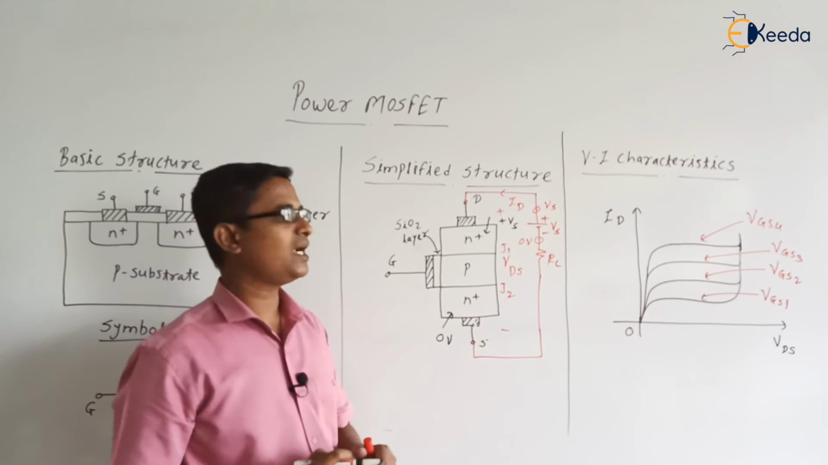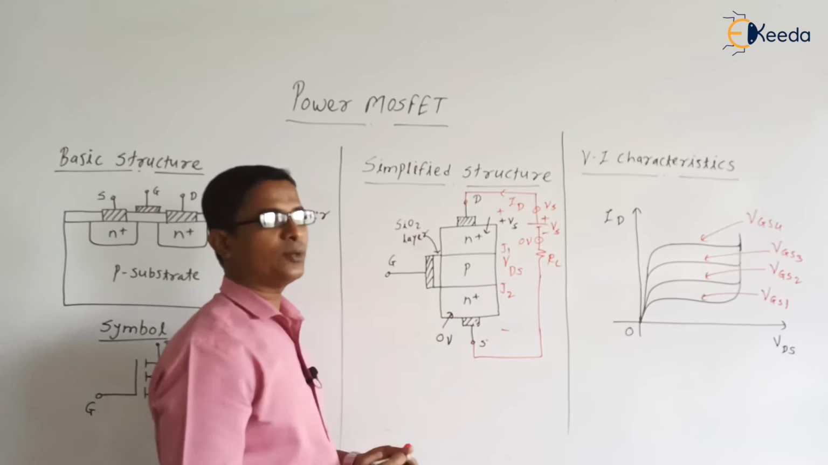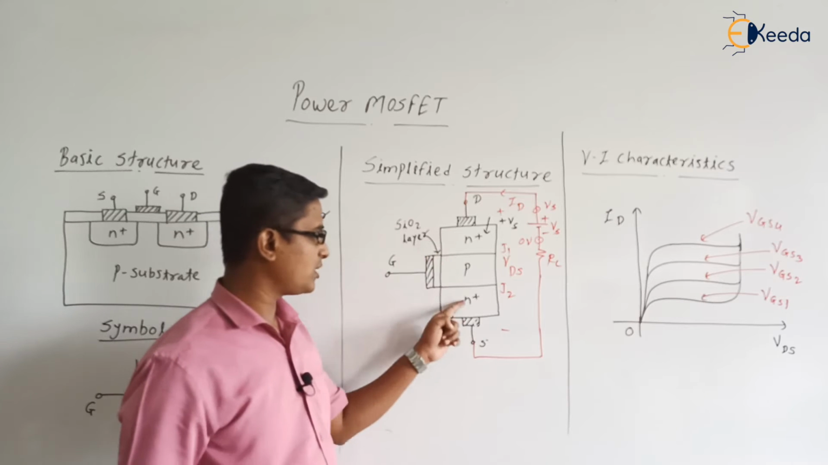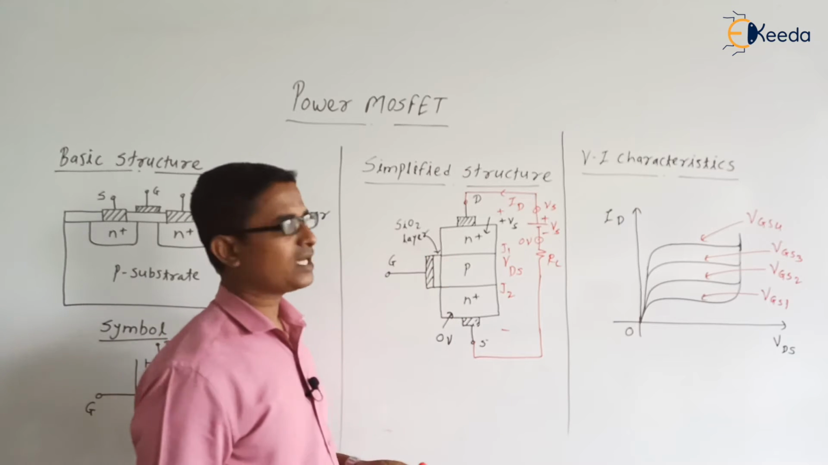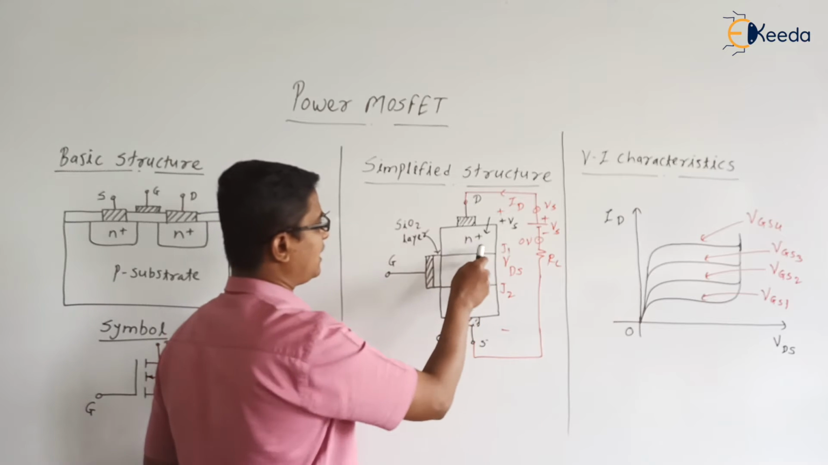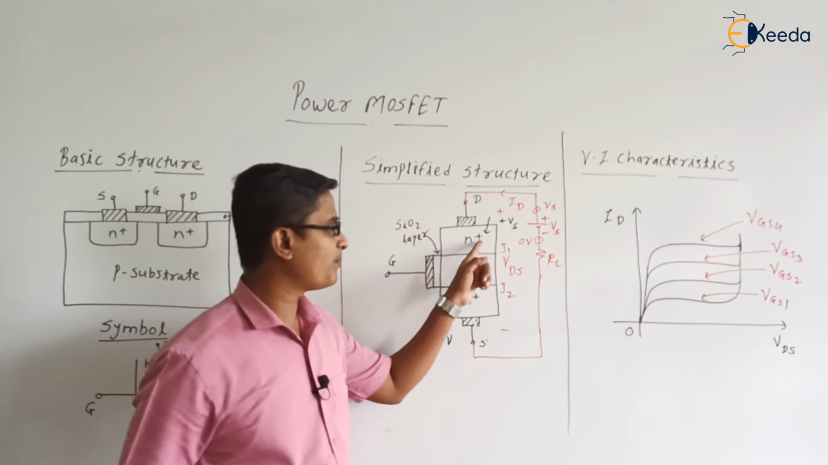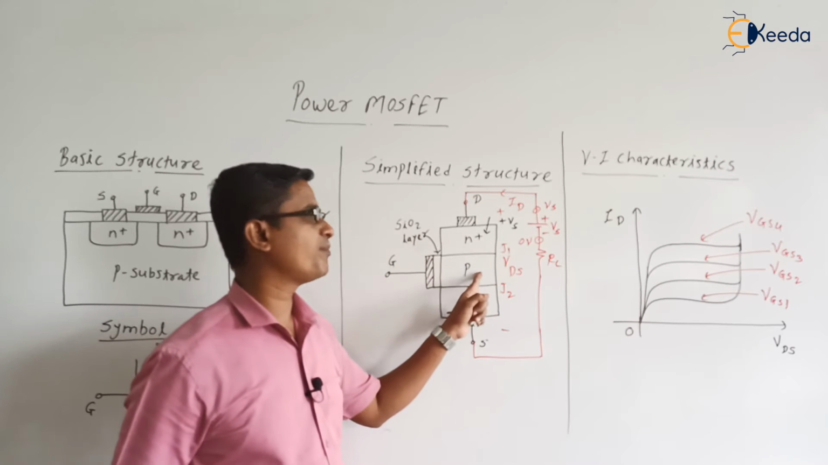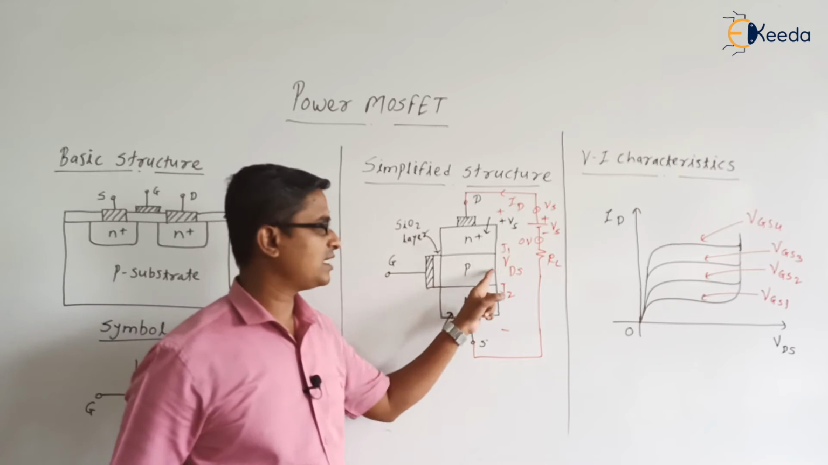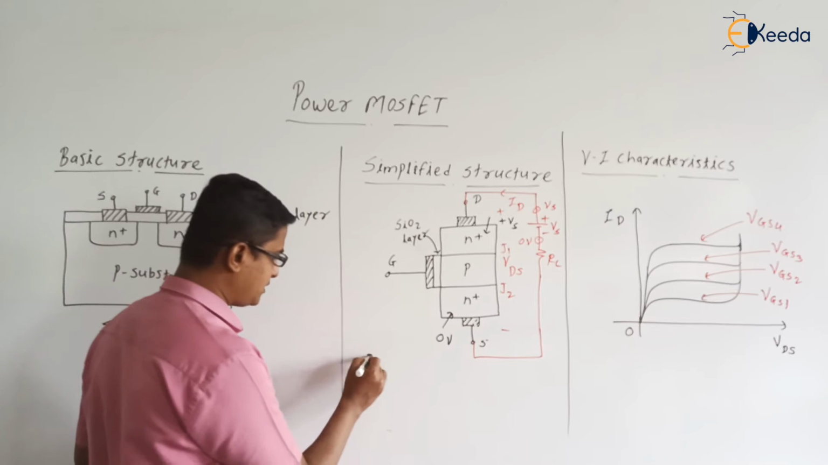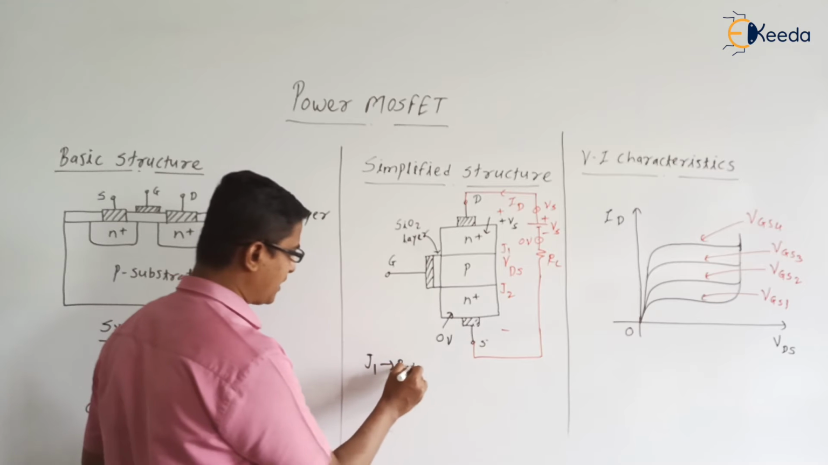So can we say that from here to here the potential goes on decreasing? If this potential is Vs, then from here to here the potential is decreasing, so definitely the n plus potential is greater than that of the p type. So can we say that junction J1 is in a reverse bias mode? Yes, here junction J1 is in reverse bias mode.